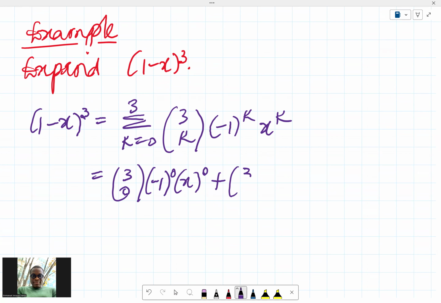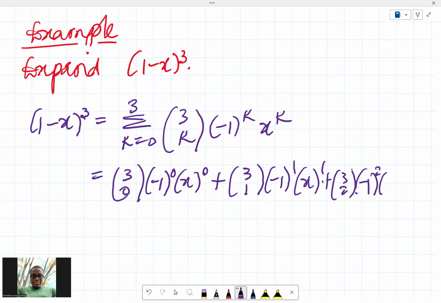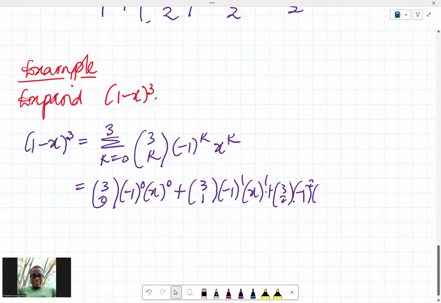plus 3 combination 1, minus 1 raised to power 1, x raised to power 1. Again, you have 3 combination 2, minus 1 raised to power 2, then x raised to power 2 now. Everything is 2 because we have eliminated 1. We are just using this formula strictly. So now you have 3 combination 3, minus 1 raised to power 3, x raised to power 3, like this.